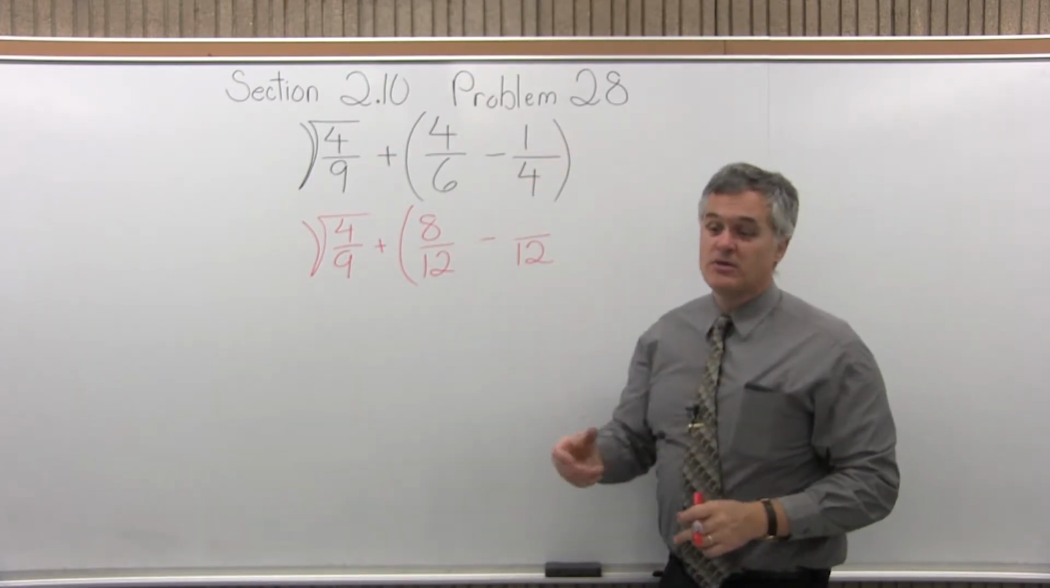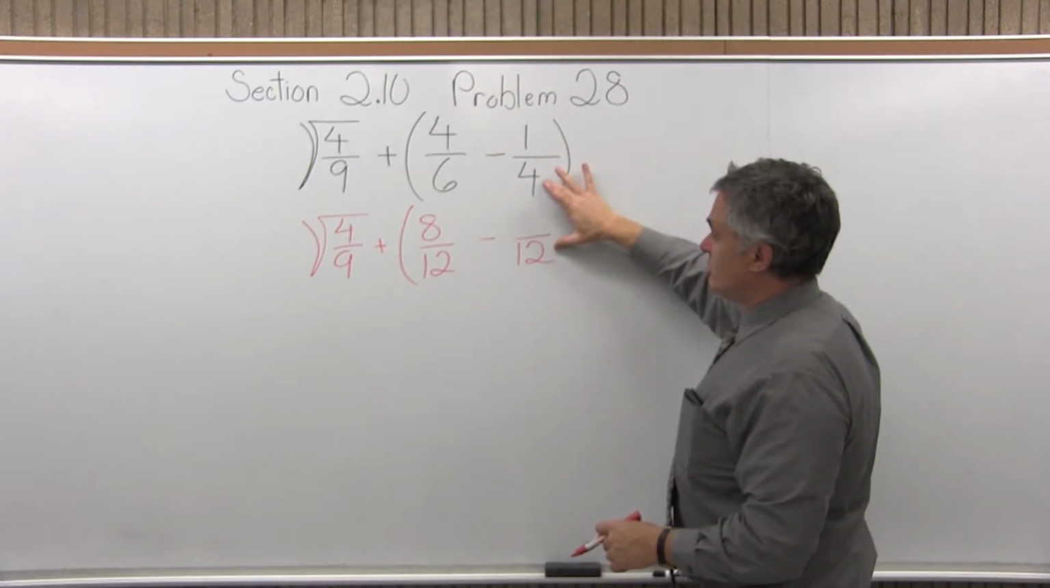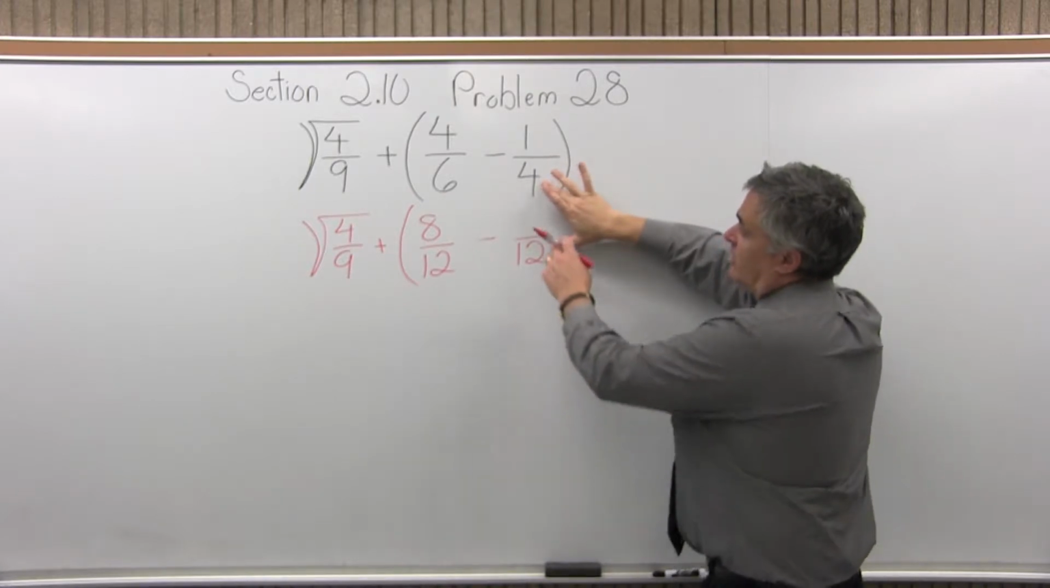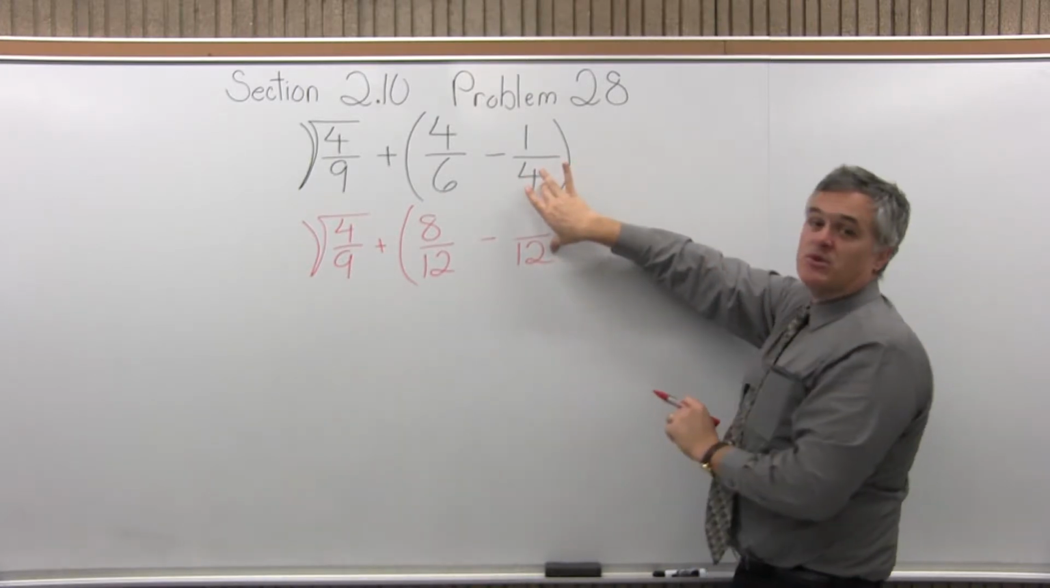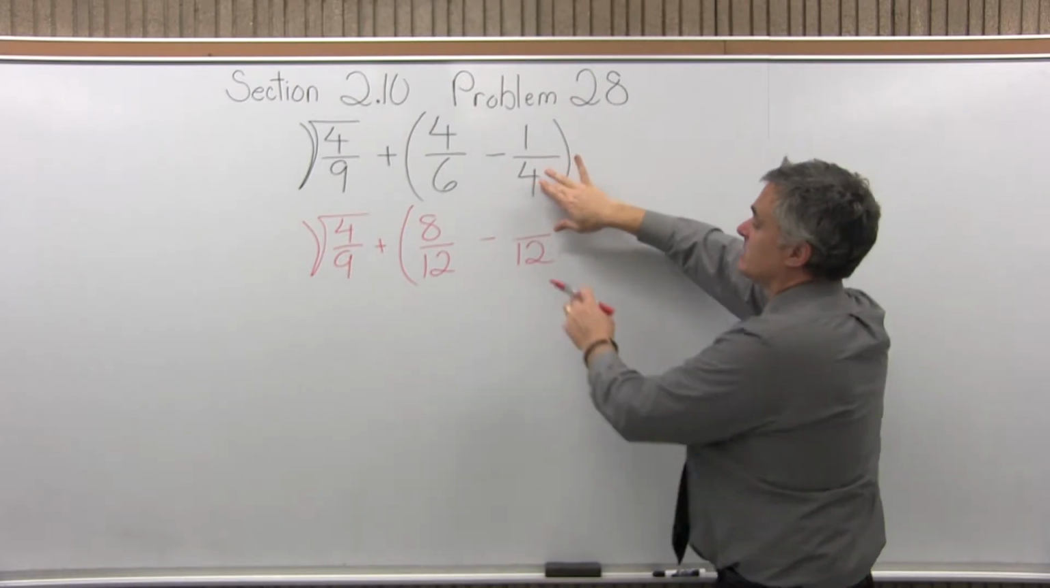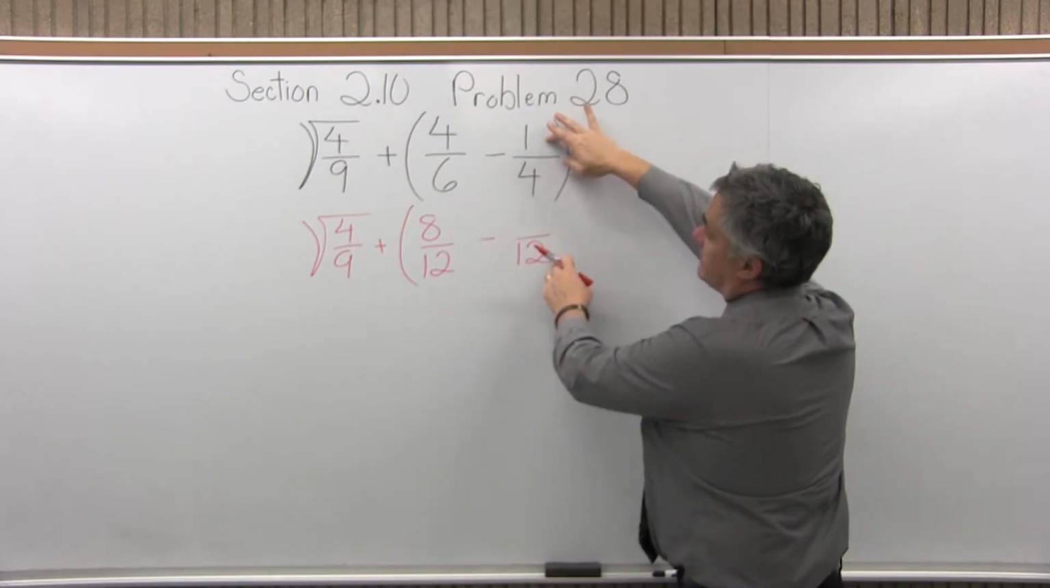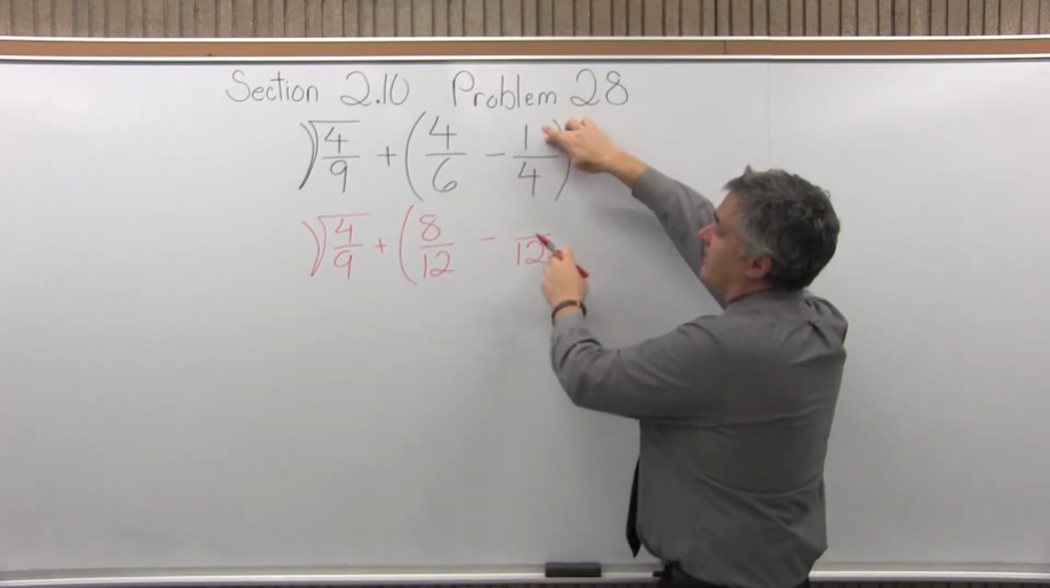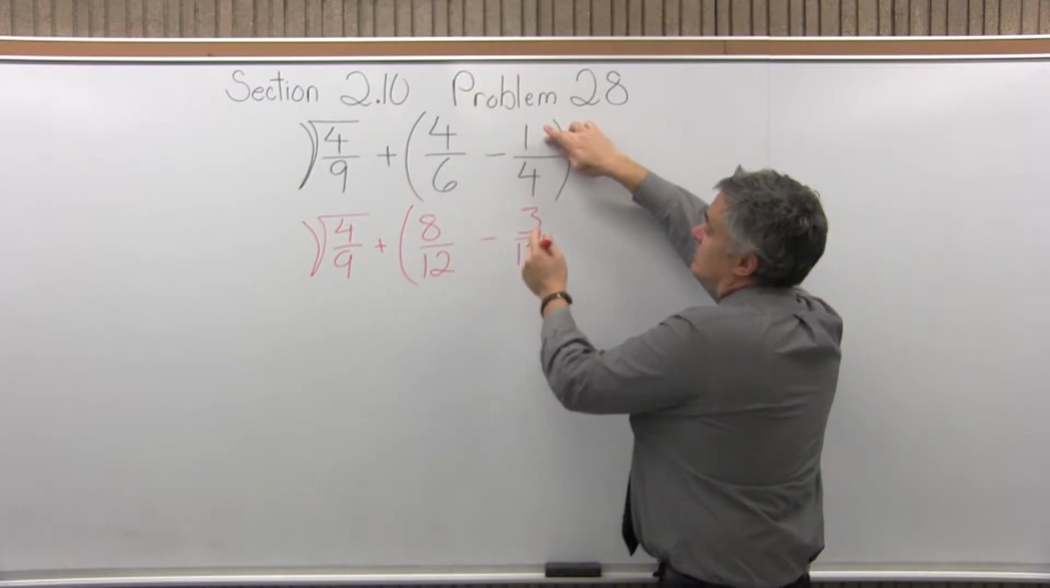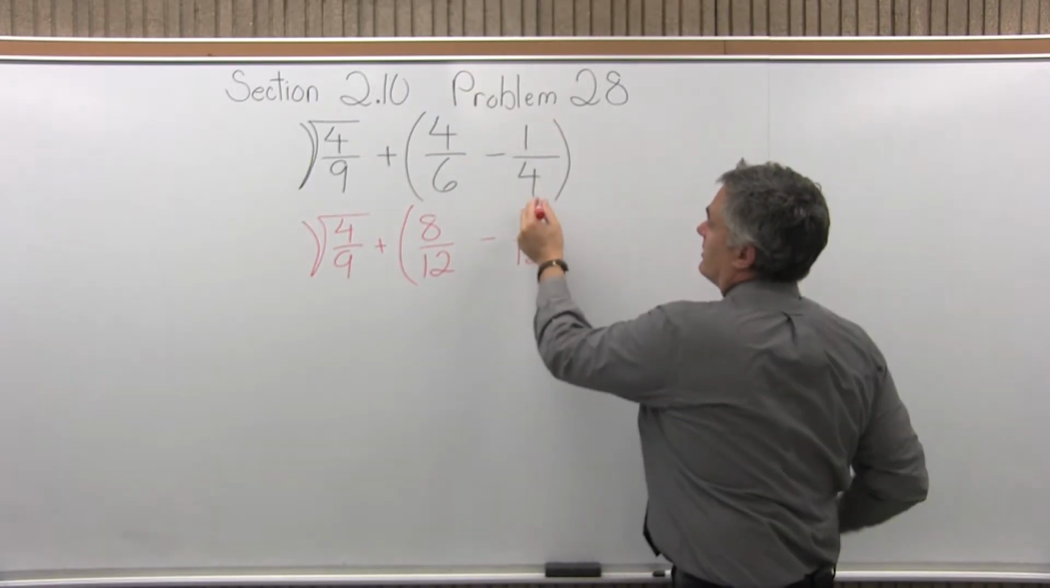Same process for the 1/4. I want to make a denominator of 12. Compare the denominators first. So 4 times some value became a 12. That value must be a 3. 4 times 3 is 12. So the numerator is multiplied times that same value of 3. 1 times 3 is 3. So 3 over 12 is equivalent to 1/4.